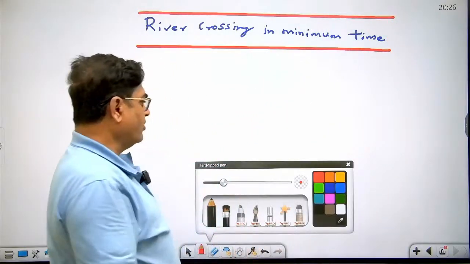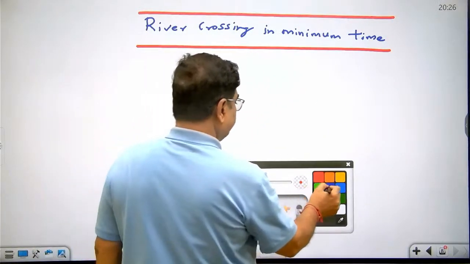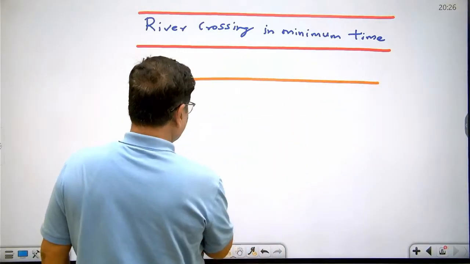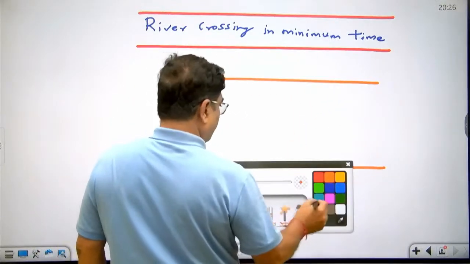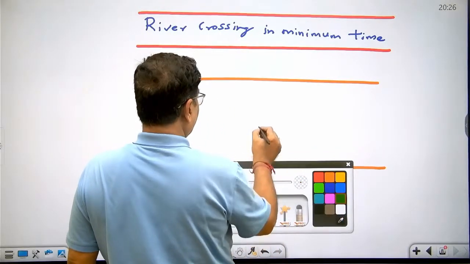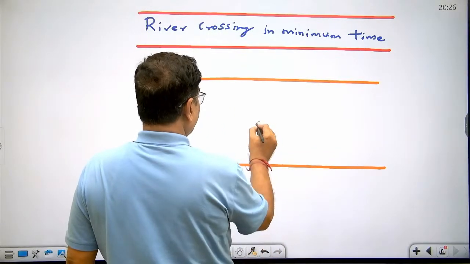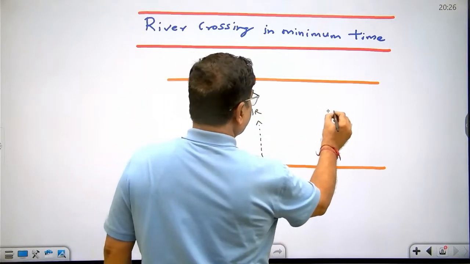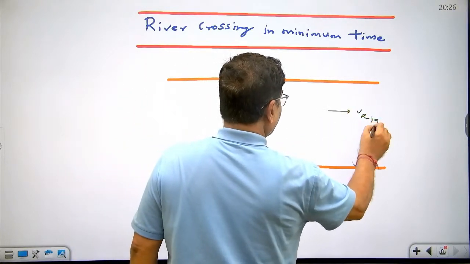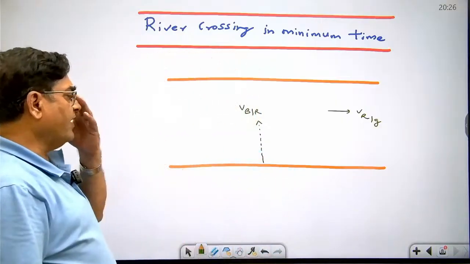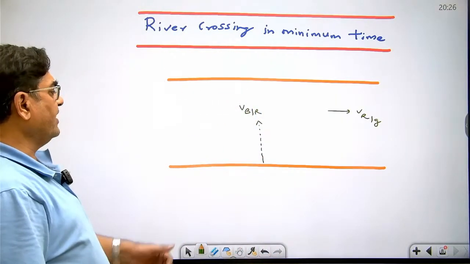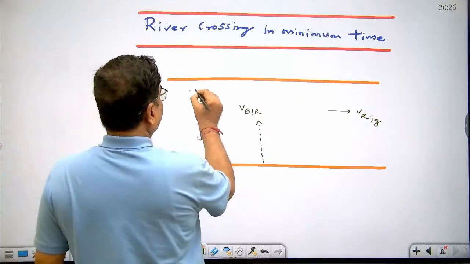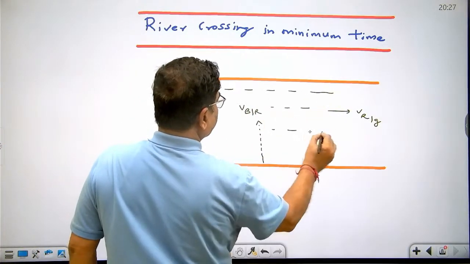Dear student, as I told you, to cross the river in minimum time, the boat is to be sailed in a direction perpendicular to the direction of river flow. This should be the direction of VBR, okay? And this is the direction of VRG, the river flow. So dear student, what will happen? VBR is not having any component in the river flow direction. So river crossing time will be minimum in this case.